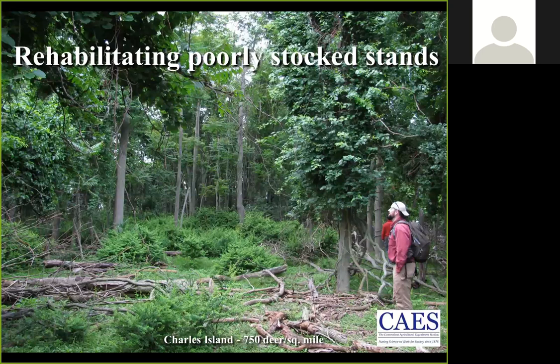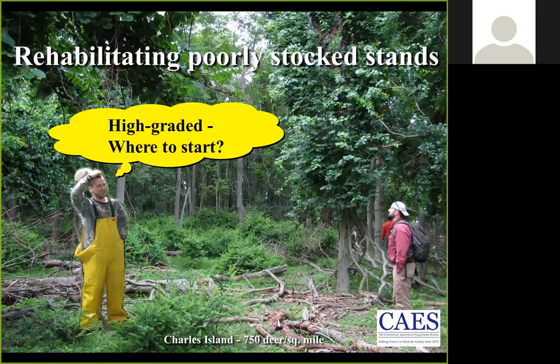And I just wanted to share, some of you might have seen this, a true stand from hell. It was a 16-acre island with 17 deer per square mile. I think there were a couple of sassafras, a couple of red maples, and a black cherry on this. There's a couple acres of Norway maple, and the rest of the forest was all ailanthus. So the question is, what do you do? It's a scary thing to think about.